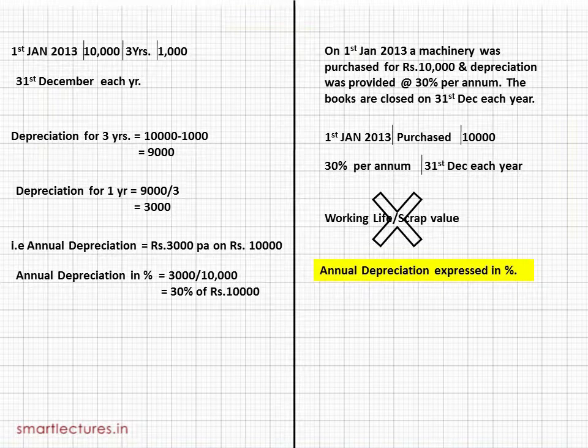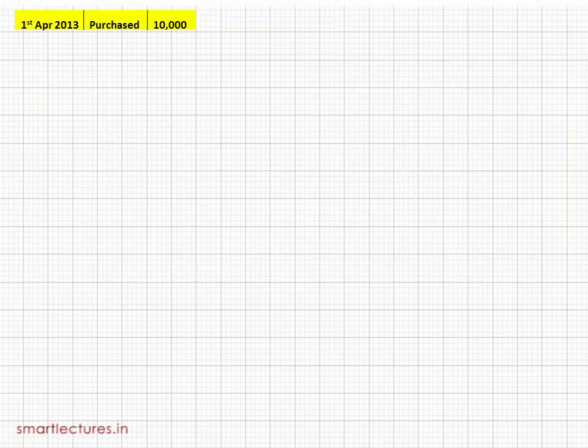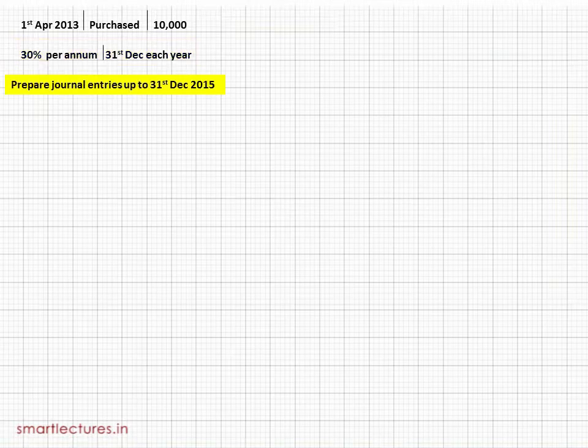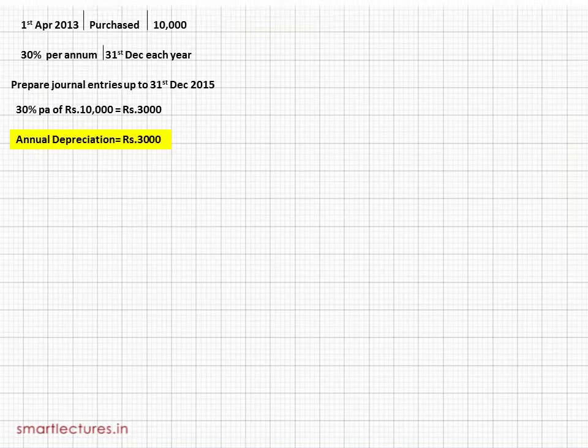Let's do one more practical. On 1st April 2012 bar purchased bar 10,000 and in the next line 30% per annum bar 31st December each year. So this is the question, and you have to prepare the journal entries up to 31st December 2015. So one thing is clear: 30% of 10,000 is equal to 3,000 rupees. It means the depreciation will be provided 3,000 each year.